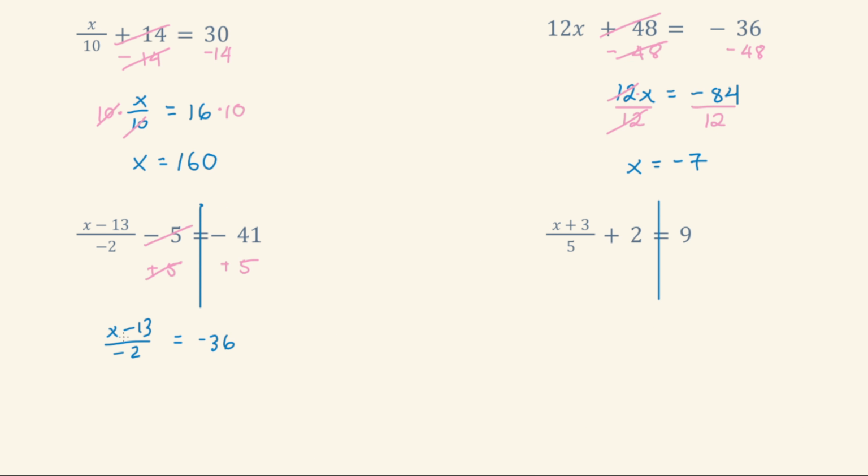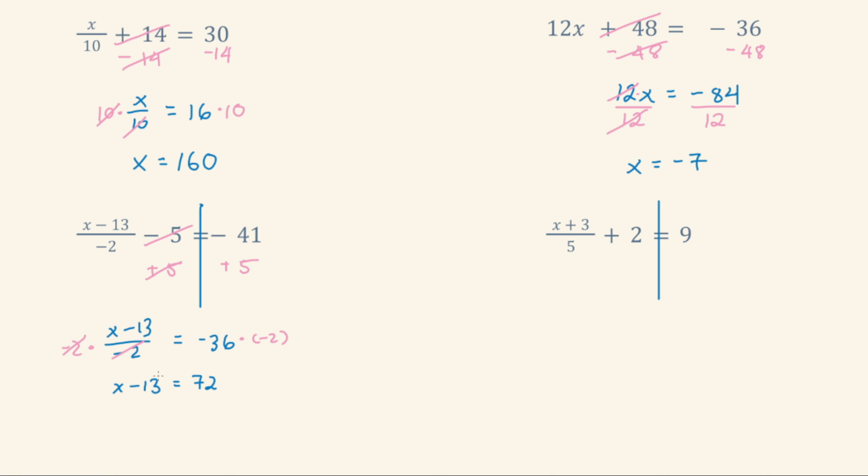Now, remember we said the x was subtracting by 13 first, and then divided by negative 2. So the next thing that I'm going to undo is that division. So I'm going to multiply by minus 2. I'm also going to multiply by minus 2. So that this and this go away. I just have x minus 13 is equal to positive 72, because there's two negatives being multiplied together.